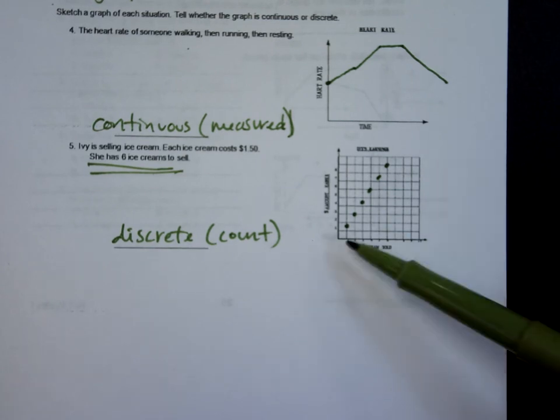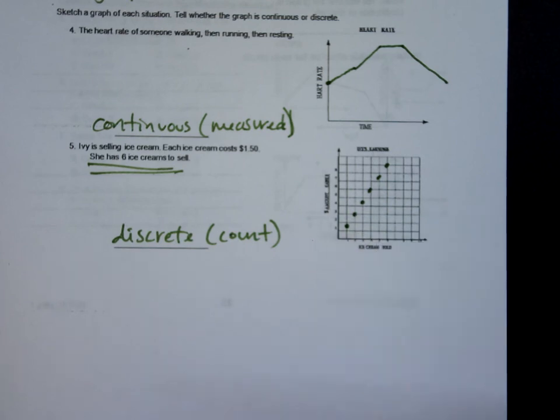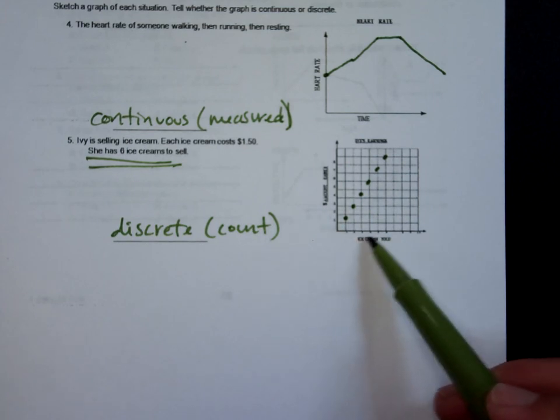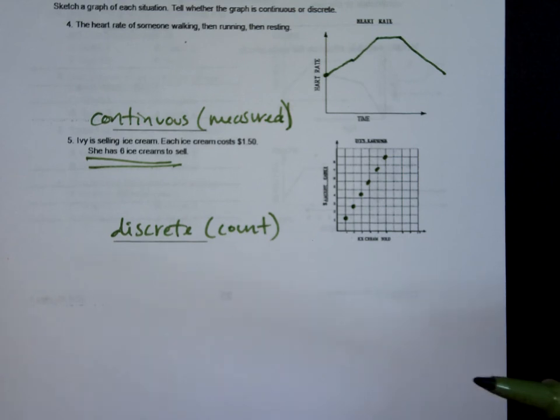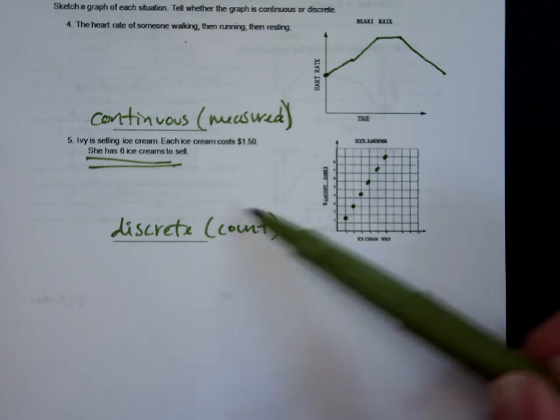And then also, with discrete, it doesn't make sense for her to have 1.2 ice cream bars on her graph, right? Because she's never going to sell 1.2. She's either going to sell 1 whole one or 2 whole ones or 3 whole ones, right? She's not going to sell a fraction of an ice cream bar. She's selling whole ice cream bars. So notice my graph only consists of whole numbers when I'm talking about the number of ice creams sold. So that's something I count. So continuous is something that you measure, and discrete is something that you count.